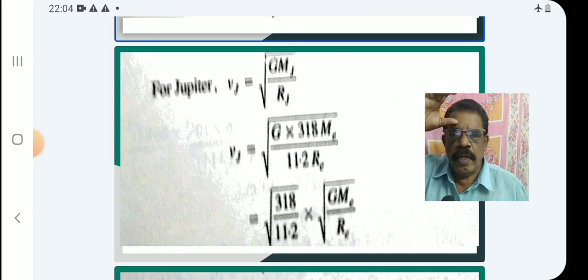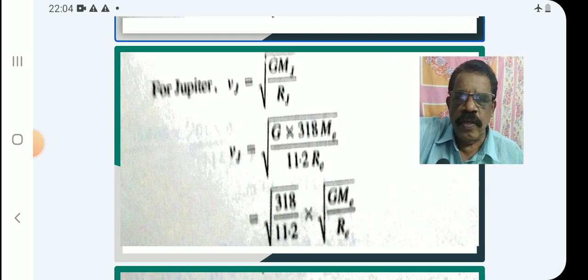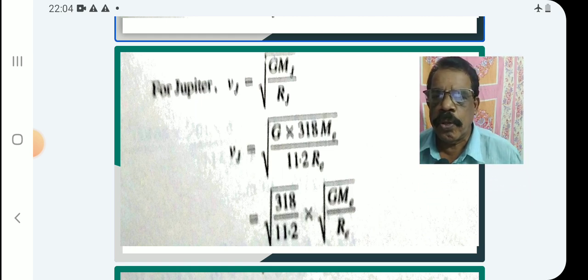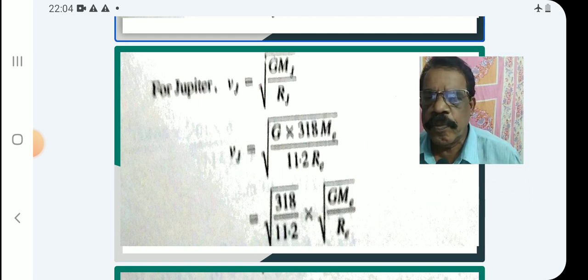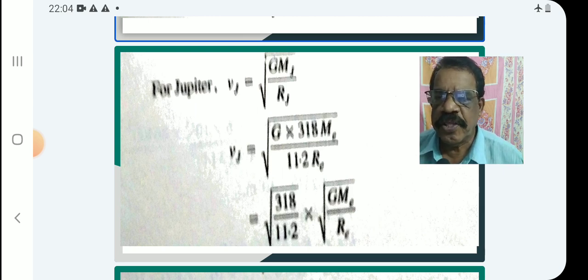For Jupiter, Vj is equal to root of 2G Mj by Rj. And we substitute the values in terms of Earth.